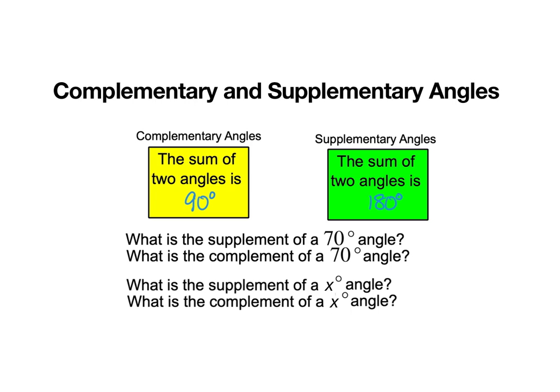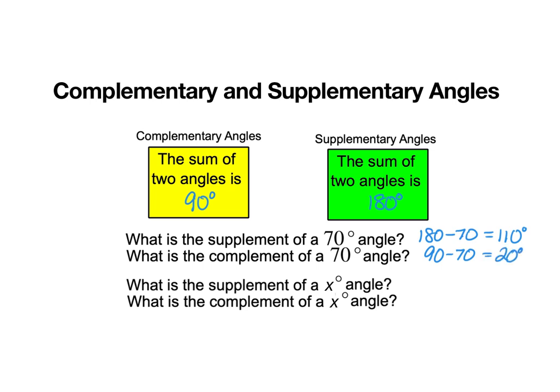If I want to find the supplement of an angle that's 70 degrees, it's 180 minus 70. It is the matching angle measure that causes the two angles to add to 180. So the supplement is 110 degrees. The complement of a 70-degree angle is 90 minus 70 degrees, or 20 degrees.